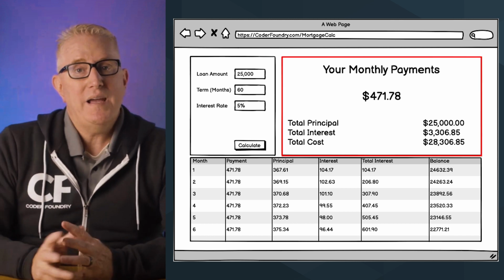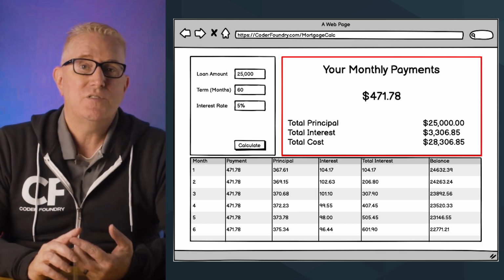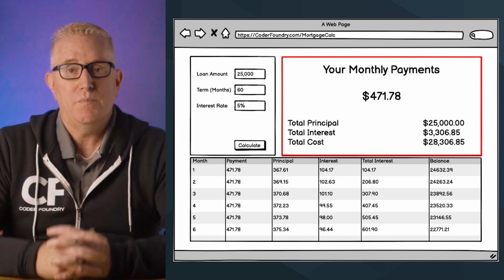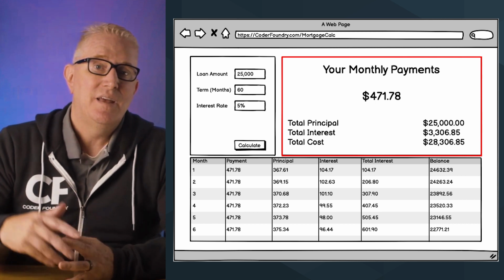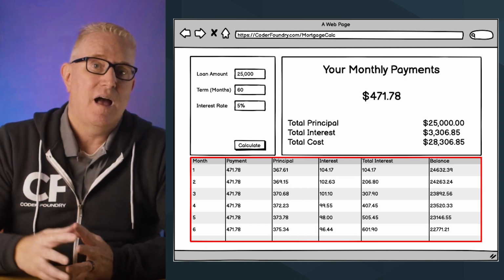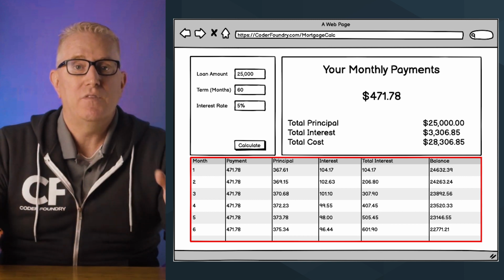And then on the right-hand side there, you see my monthly payment is displayed, my total interest, my total principal, and the total everything, principal plus interest, that I'm paying for the life of the loan. And then underneath it, this is what they call an amortization schedule, which simply means I'm printing out the payment history for the entire lifetime of the loan.